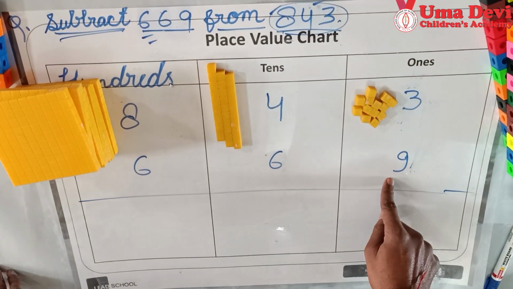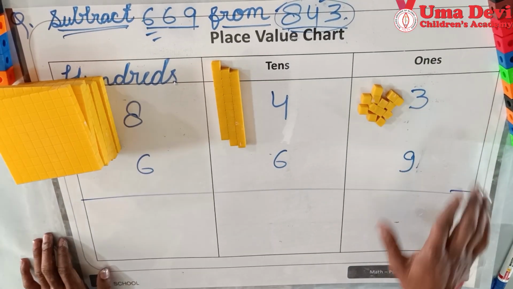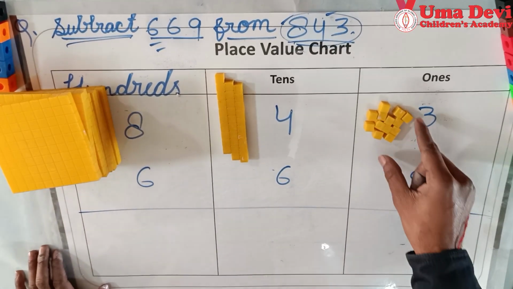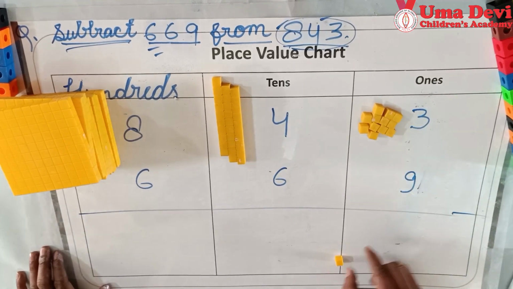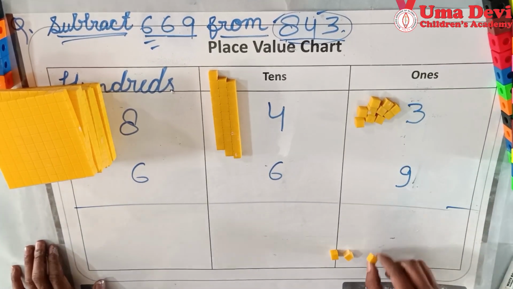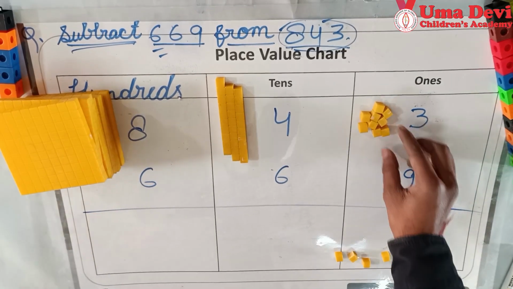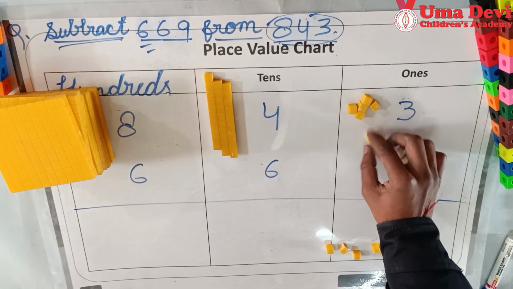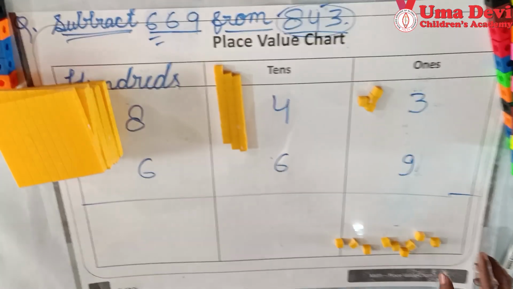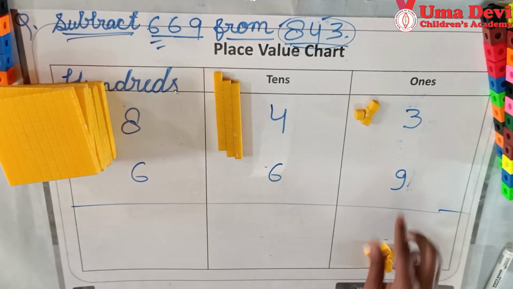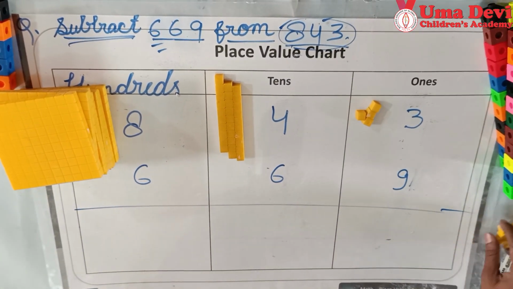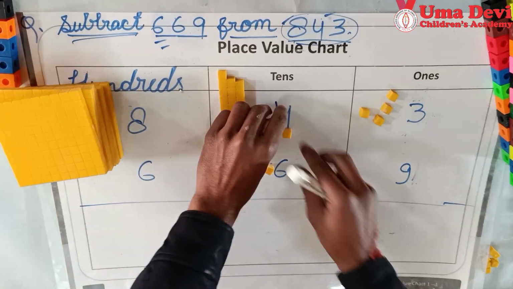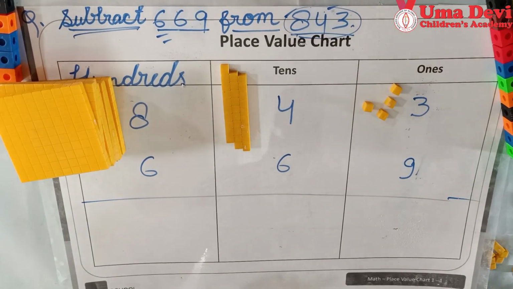And now this number is 9. So now we can subtract. There are 13 ones, and now we will take away 9: 1, 2, 3, 4, 5, 6, 7, 8 and 9. I have taken away 9 from this 13. So how many ones are left there? 1, 2, 3, 4. 4 ones are left, so we will write 4 here.